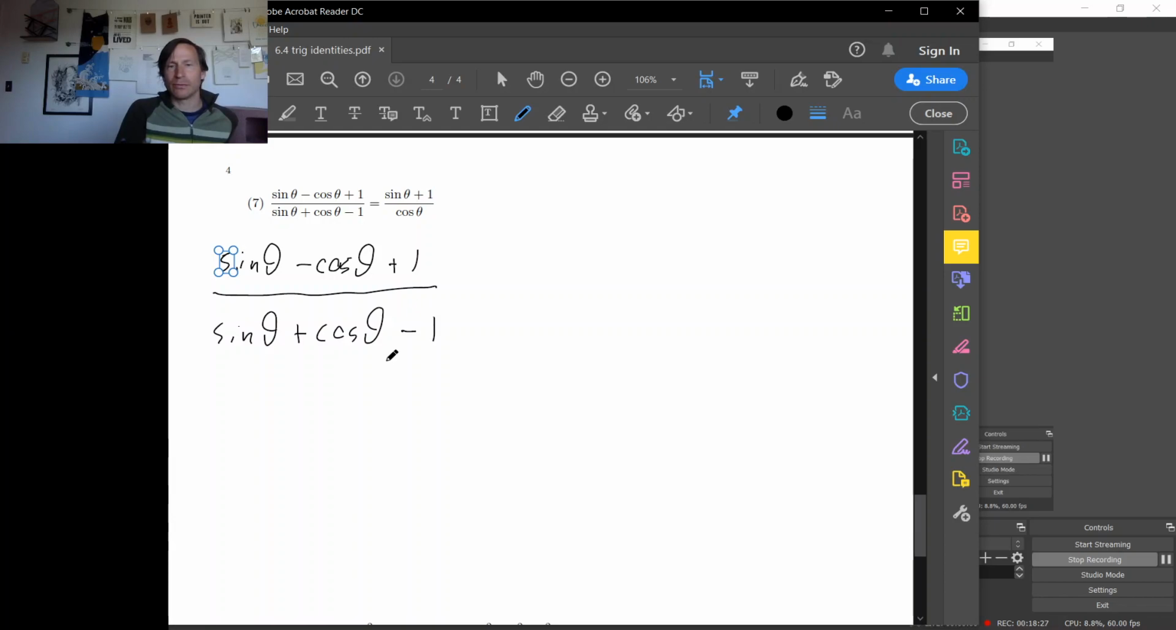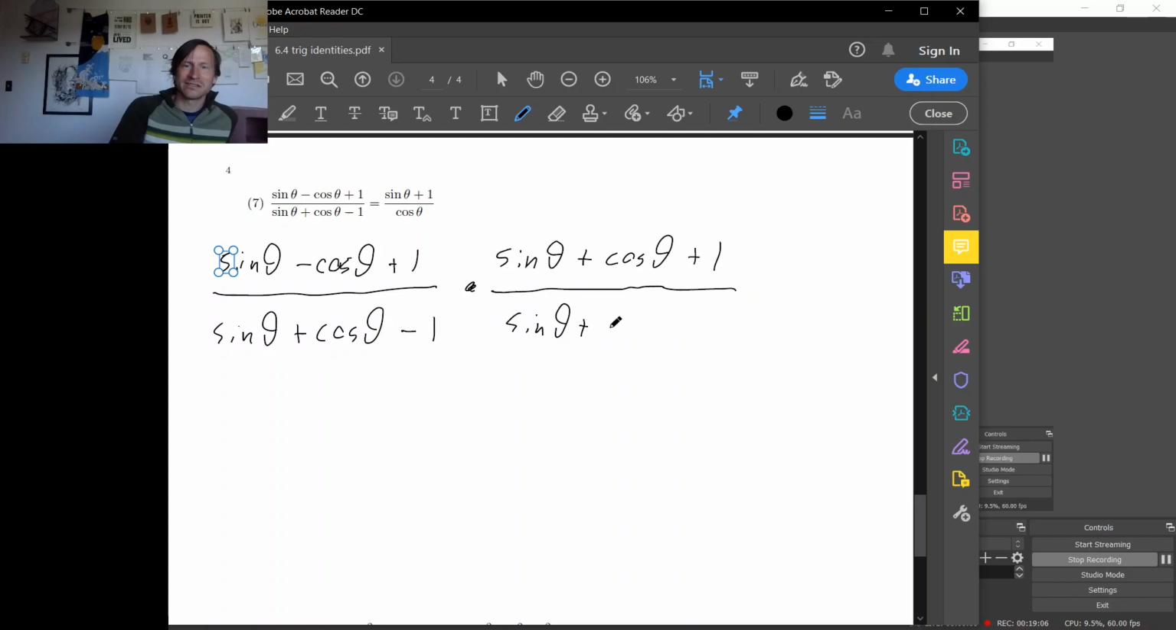One of the sort of last resort tricks that you can use is to make some sine squareds and cosine squareds show up by multiplying the numerator and denominator here by some sort of conjugate to get a difference of squares type thing to show up. And I had to try a couple different things here before I figured out the right combination of pluses and minuses that worked. And what I got was sine theta plus cosine theta plus 1. So multiplying the numerator and denominator by this.